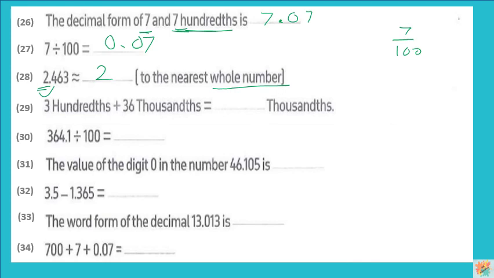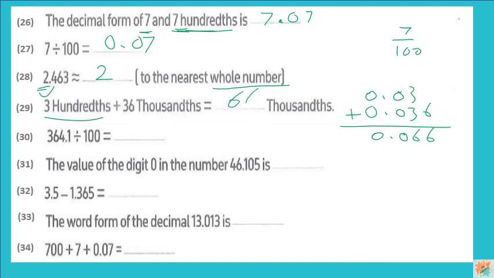Question number 29. يلا 300. So 300 يعني 0.03 plus 0.036 equals برافو عليكم 0.066. So it equals 66 thousandths.